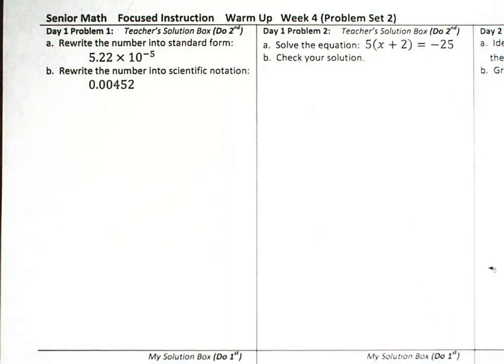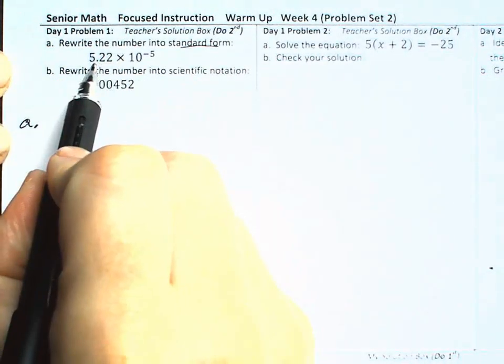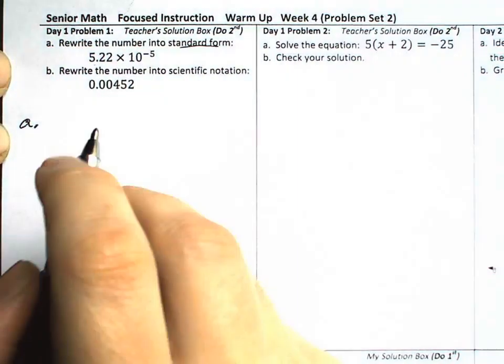Here's the solution for day 1, problem 1. Question A, rewrite the number into standard form. So let's begin by copying down this number in scientific notation.